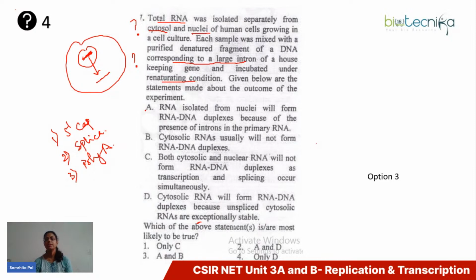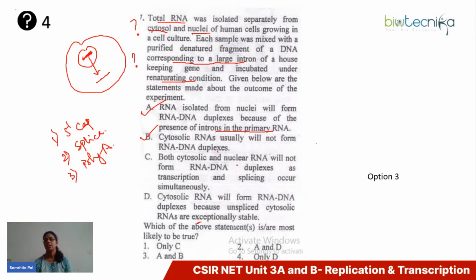So therefore statement number 1, RNA isolated from nuclei will form RNA DNA duplex because of the presence of introns in the primary RNA, which is right. There is a possible chance of it. Next, cytosolic RNA usually will not form RNA DNA duplexes. Why? Because by the time you're getting to the cytosol, obviously you have spliced out all the introns and you have the 5' cap and the poly A tail, everything. Okay, so A and B is correct.